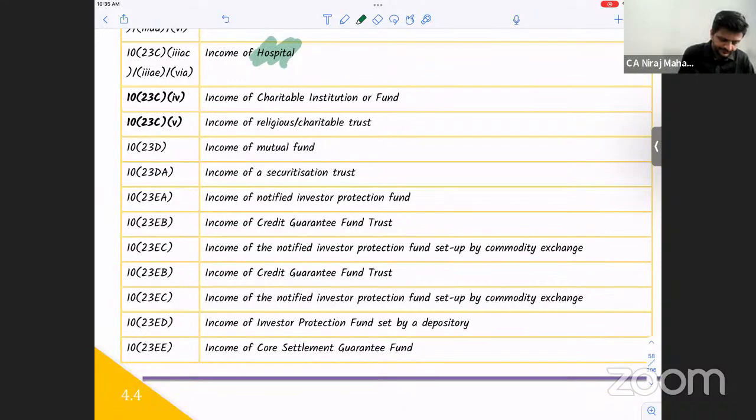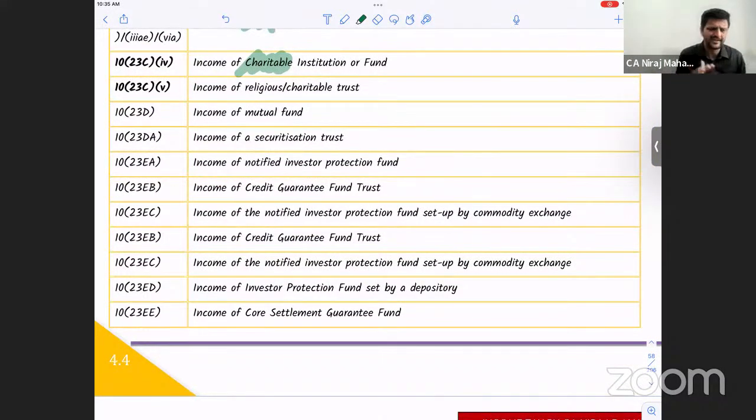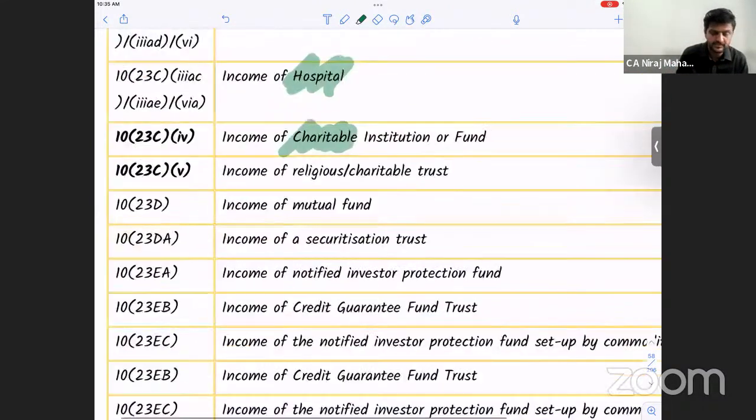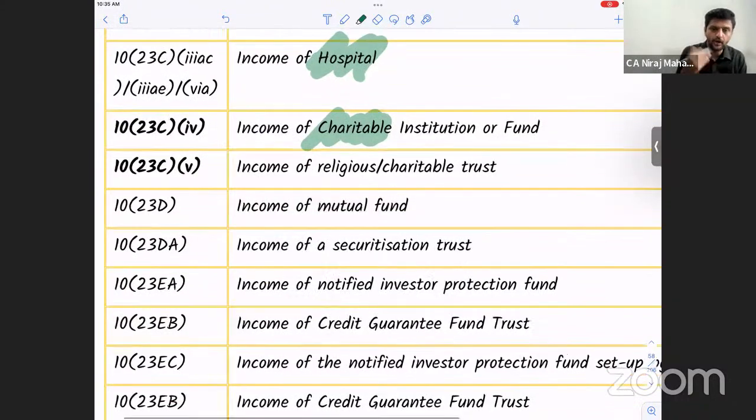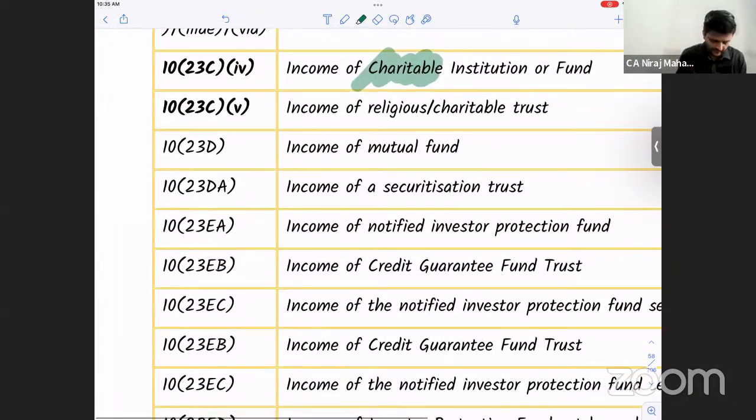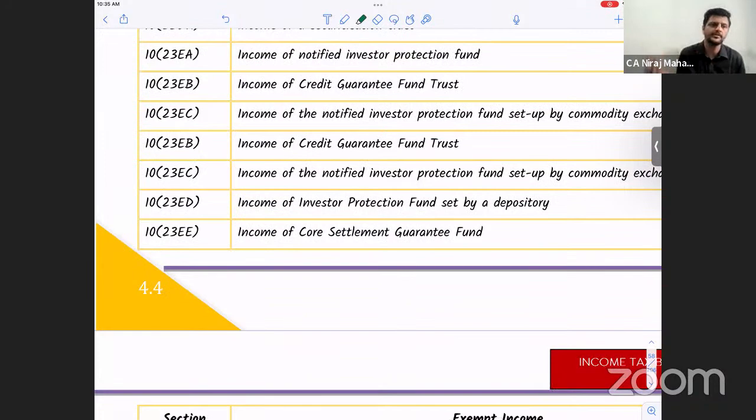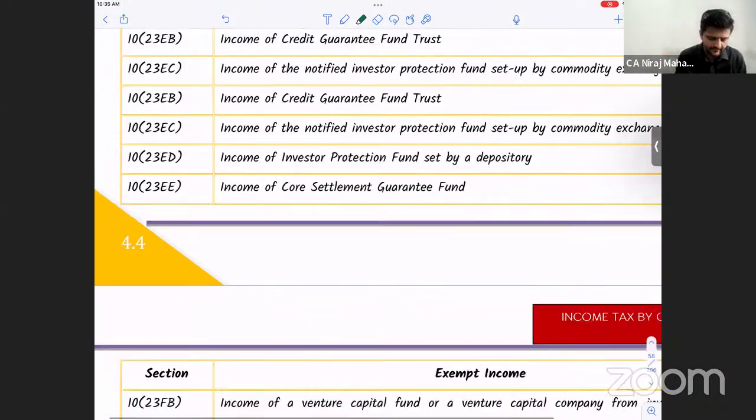Then trusts also should be exempt. Religious and charitable trusts. Then some funds. So again, like I said, we don't have to go into too much detail right now. Whatever I have not discussed in detail, keep it simple. And if I told you it will come in some other chapter, like salaries, we'll see it then.